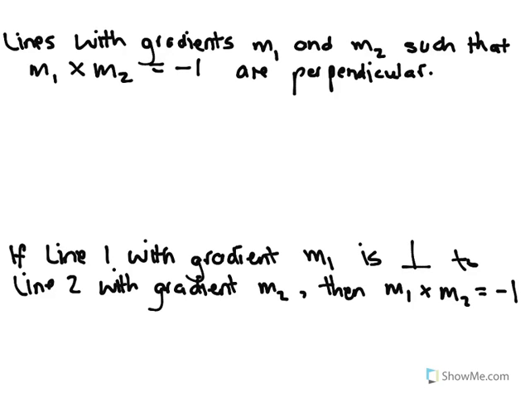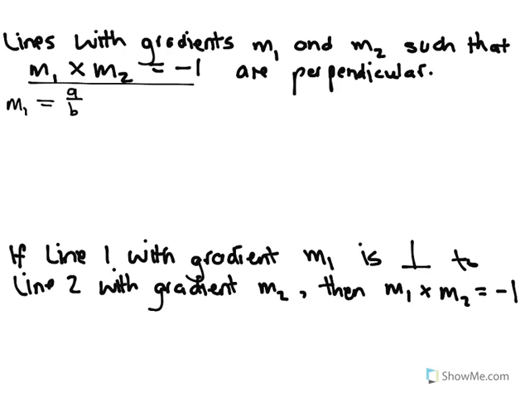What we're asserting is that if those relationships are true, then we know that those lines are perpendicular. So this one's going to take a bit more work. So we've got two lines, right? So let's just say that m1 is equal to a over b, right?